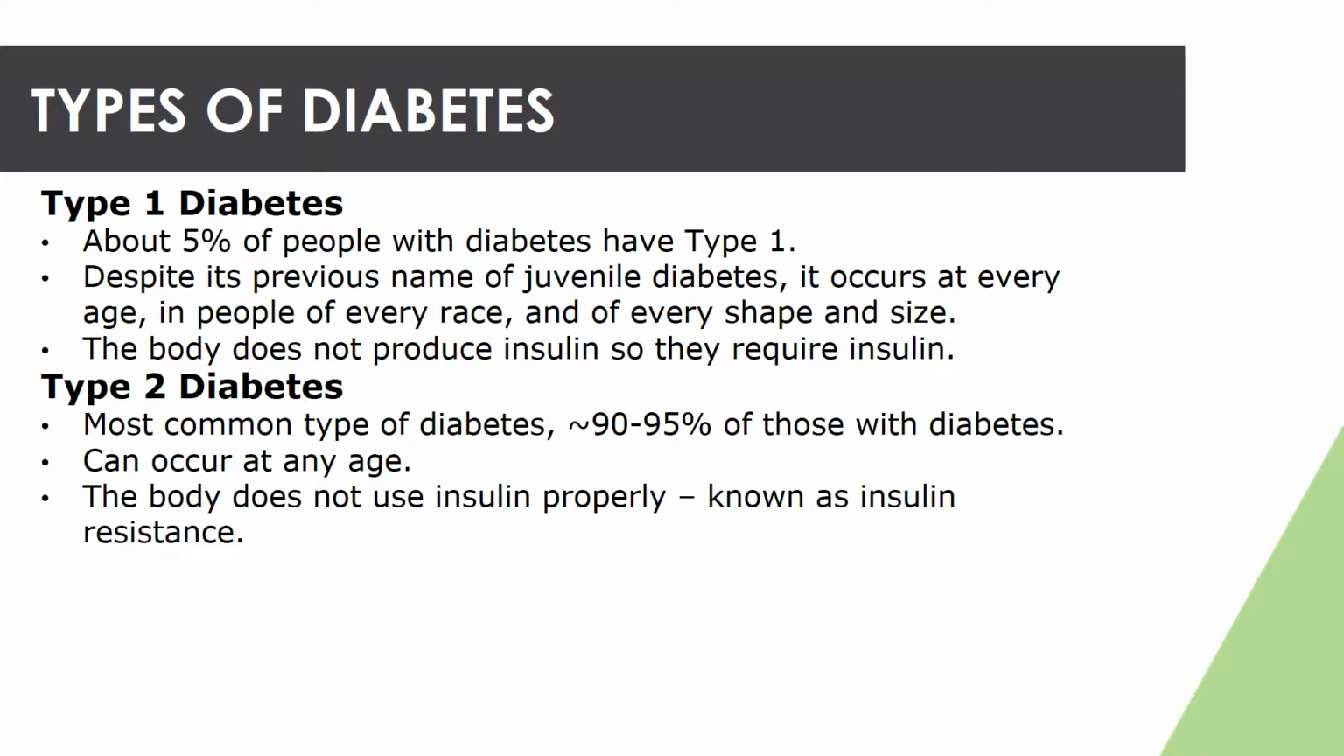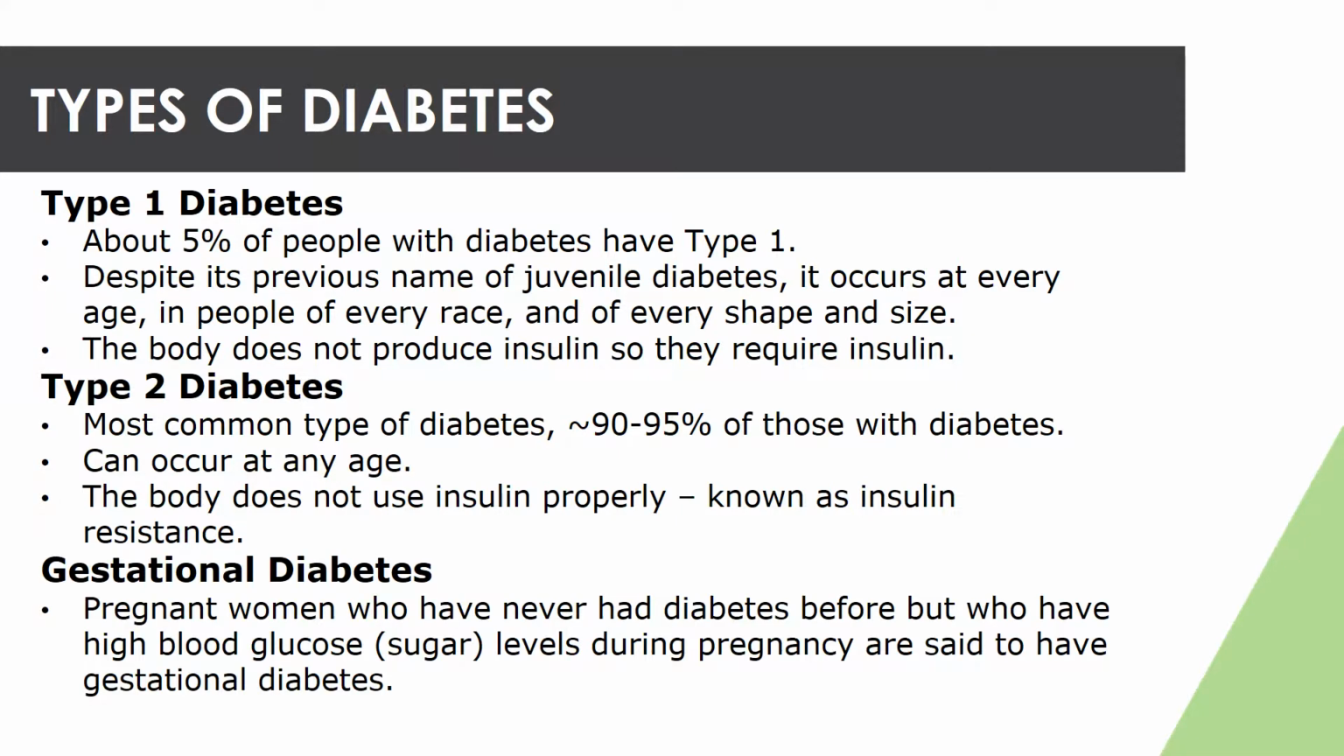Type 2 diabetes is the most common, occurring in about 90 to 95% of those with diabetes. This can occur at any age, even children. It often happens because the body does not use insulin properly, referred to as insulin resistance. Being overweight can contribute to this, which is the reason we're seeing more children with type 2 diabetes. And then lastly, gestational diabetes occurs only during pregnancy in about 2 to 10% of women. Our slides today are mostly going to be focused on type 2 diabetes.